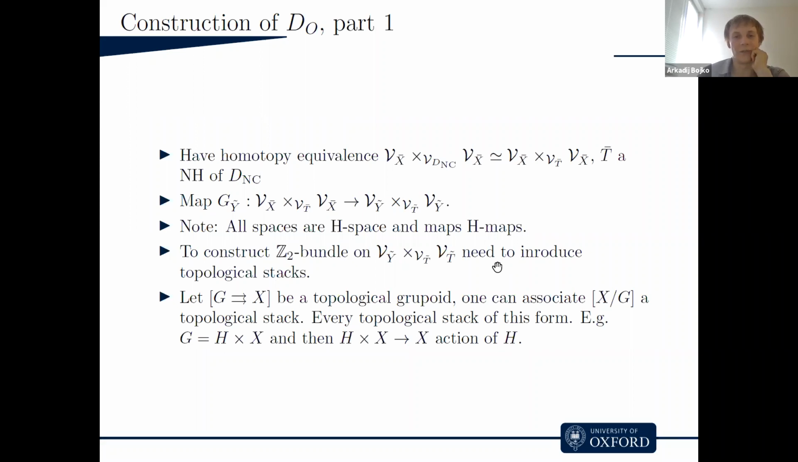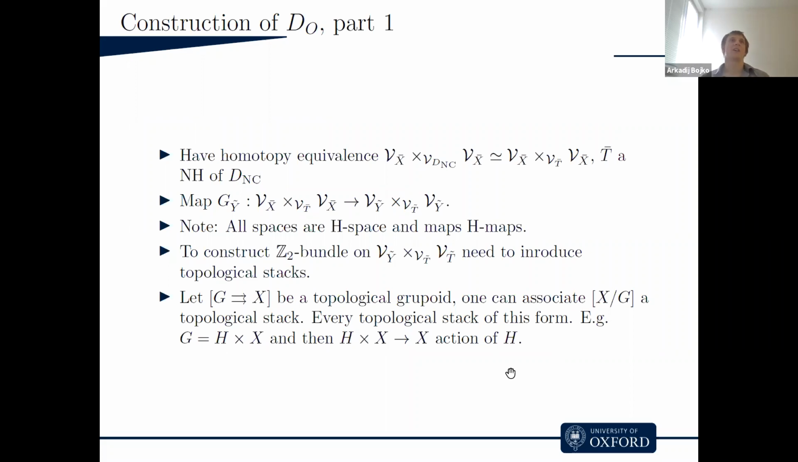All right. Yeah, so the map that I just constructed, I call it g_Y tilde. And as I said already, all maps are H-spaces. So I construct the Z2 bundle by introducing this notion of topological stacks. Let me just very briefly mention what these are. Suppose you have, even for simplicity, a group H acting on a topological space X, then one can assign to it this topological stack X mod H.